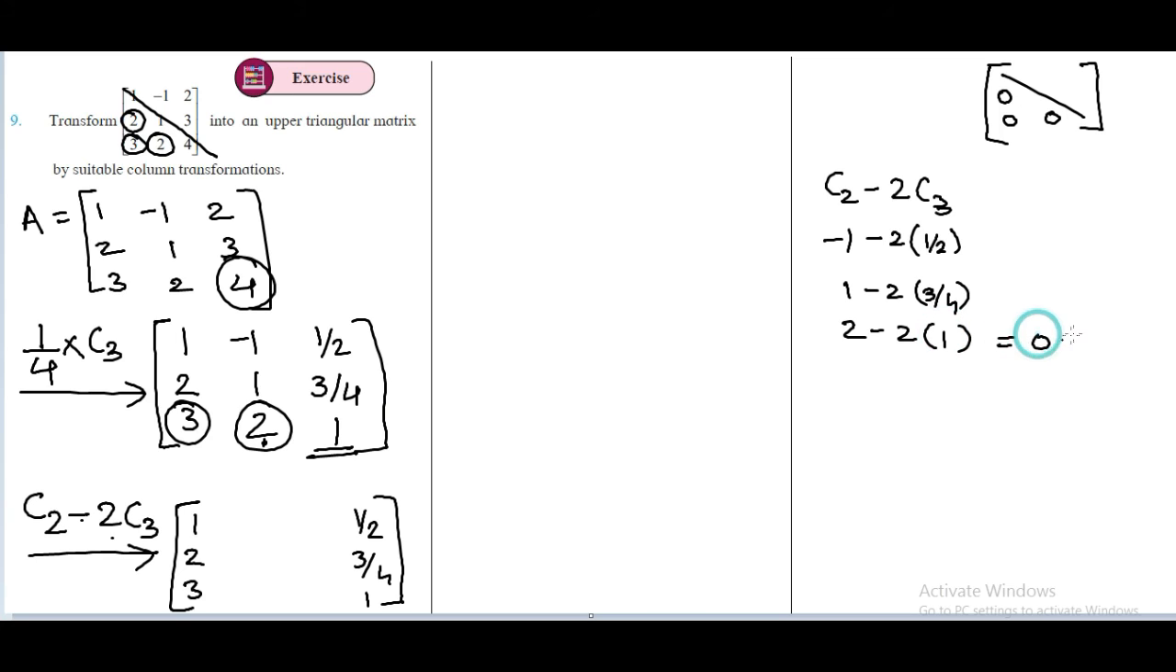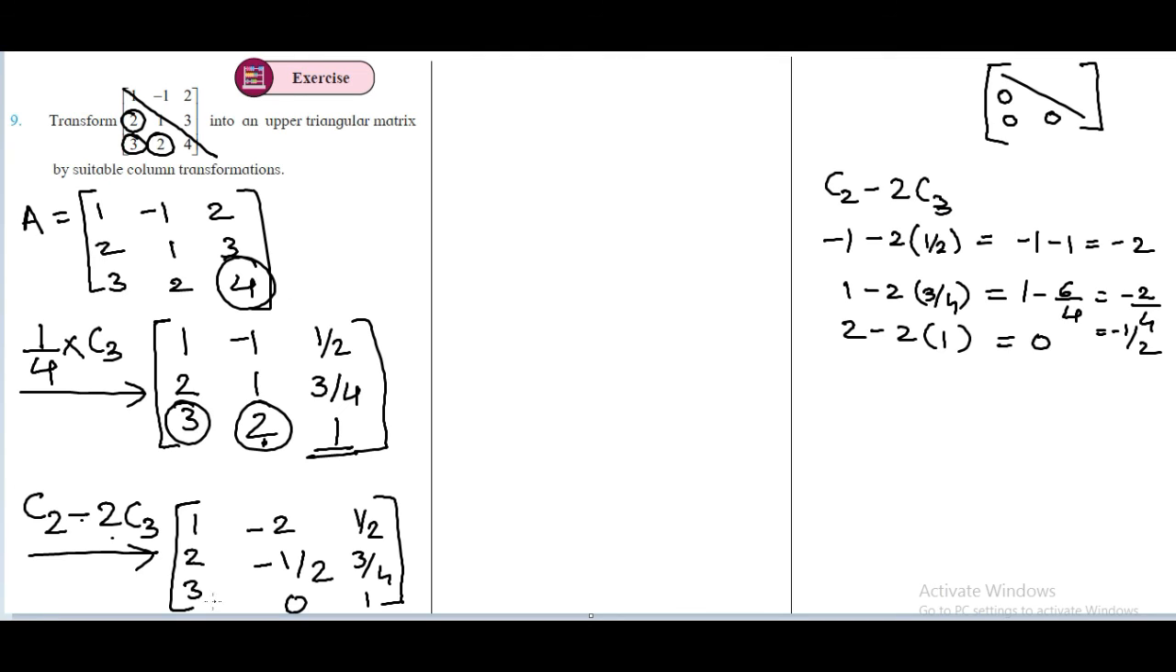So this gives me 0. This gives me minus 1 minus 1, that is minus 2. Okay, this gives me 1 minus 6 by 4, that is 4 minus 6, that is minus 2 by 4, that is again minus 1 by 2. Follow till here? Okay, let's write it down over here. That will be minus 2, minus 1 by 2 and 0 over here. Everyone follow till here? Now let's go to the next operation.